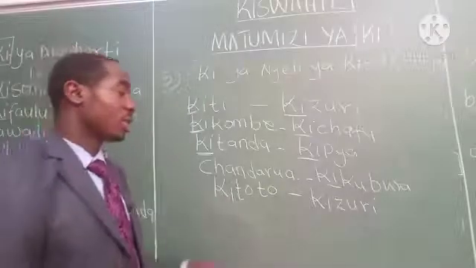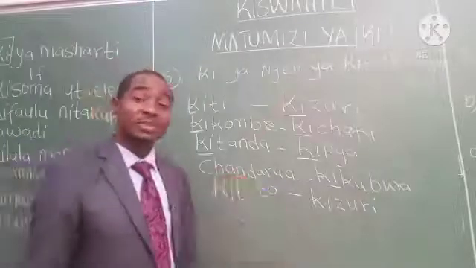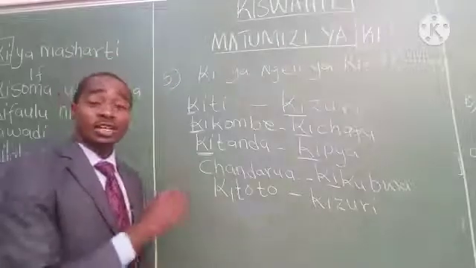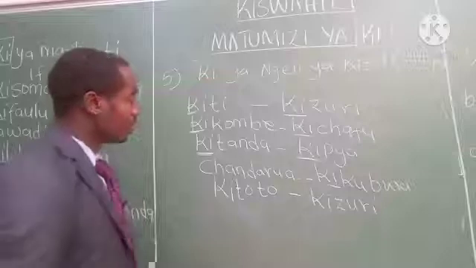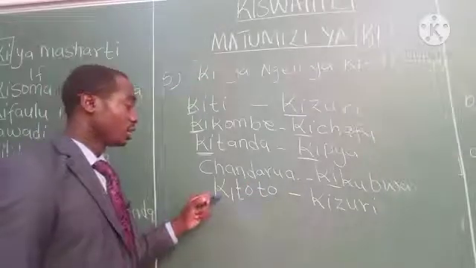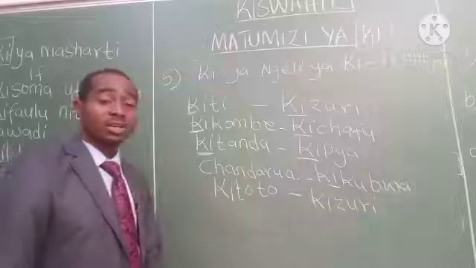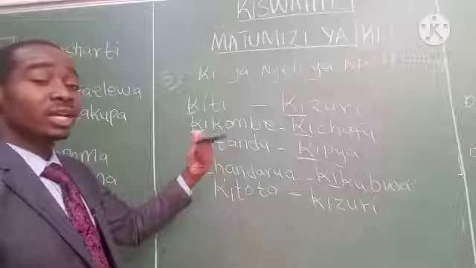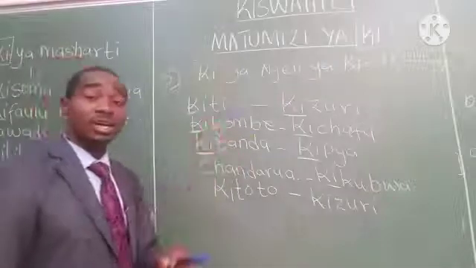My handwriting is sliding down. I don't know, but I'm just getting used to writing on the board. You see. Okay, kitoto kizuri. So, okay, now this is how those nouns take the ki. How ki is used here.